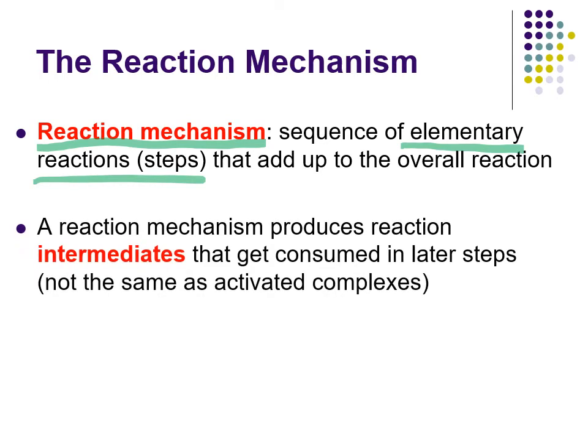So a reaction mechanism produces reaction intermediates that get consumed in later steps. These aren't the same as an activated complex, so they're a little bit more stable than those activated complexes. They are actually going to be produced, and then they are going to be consumed again later in the reaction.